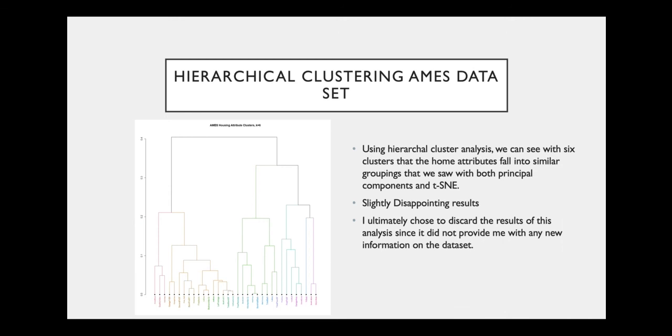I then wanted to see if there was any further analysis I could understand, so I did hierarchical clustering. And basically, we could see that the home attributes fall into 6 main clusters. However, this didn't really tell me anything more that I did not know from the t-SNE analysis, and I ultimately chose to discard the results of this hierarchical clustering because it didn't provide me any new information on the dataset.